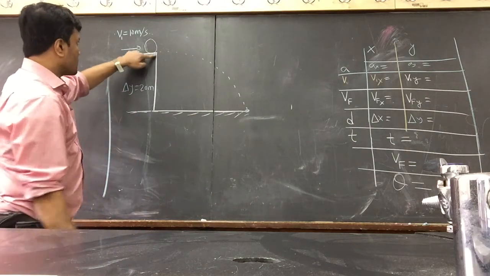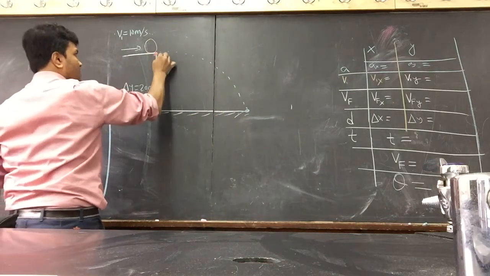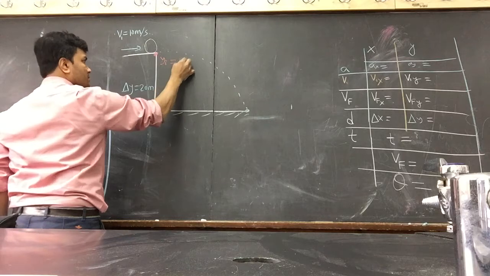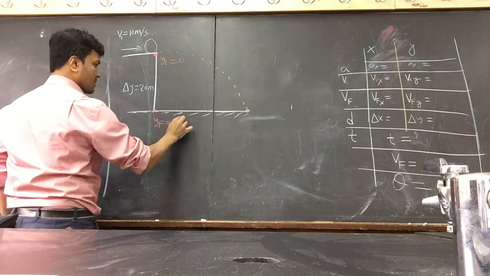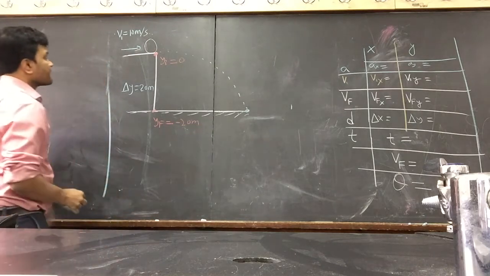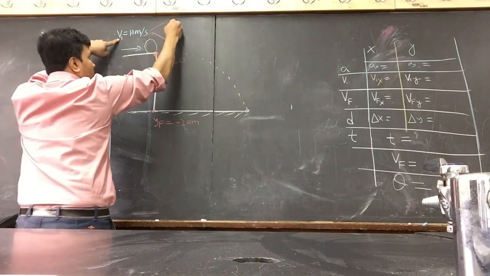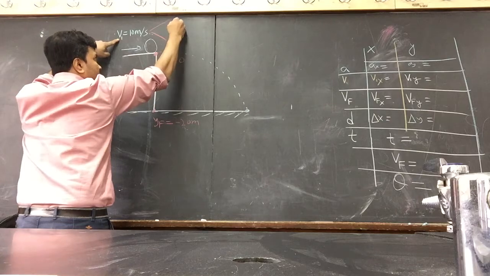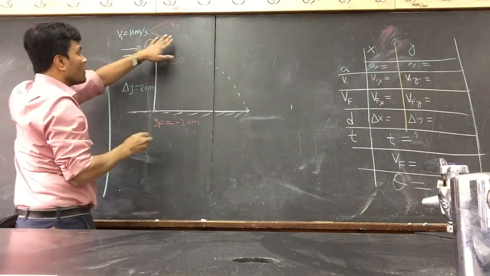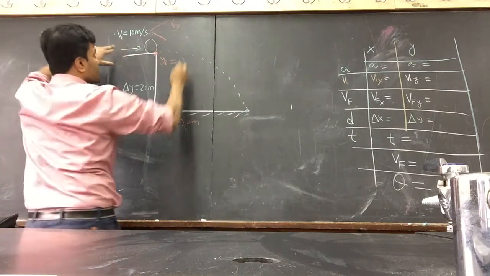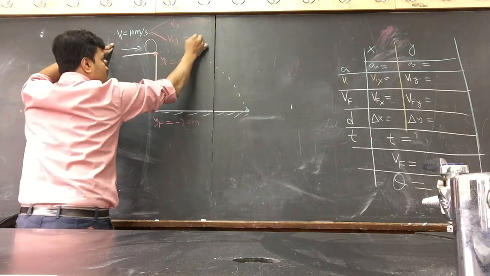So we have y initial is 0 and y final is negative 20 meters. We have velocity. There are two components of the velocity. Velocity initial x is 10 meters per second. Velocity initial y is 0.